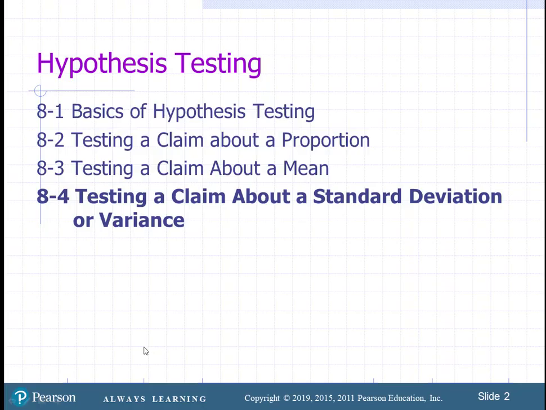What we're going to do today is look at how we test a claim about a standard deviation or a variance. Remember, in Chapter 8 we're doing one sample. In Chapter 9.4 we'll look at how we test two samples and how they compare to each other. So that's our plan for this section. Let's look at how to test a claim about a standard deviation or a variance.